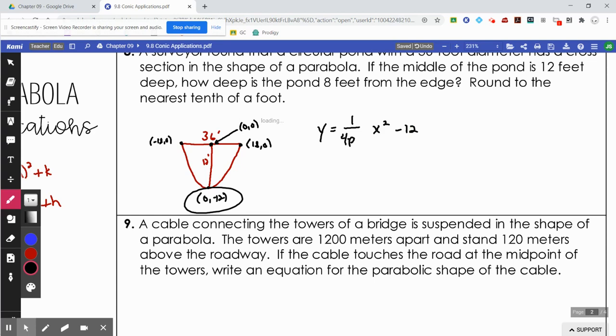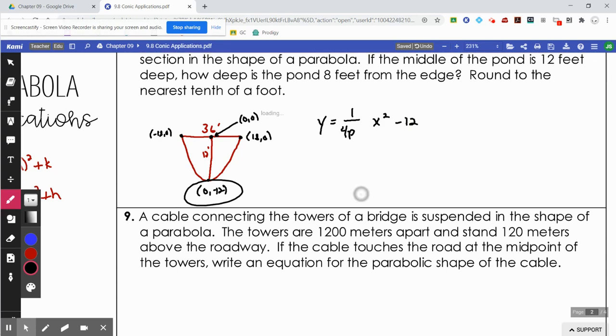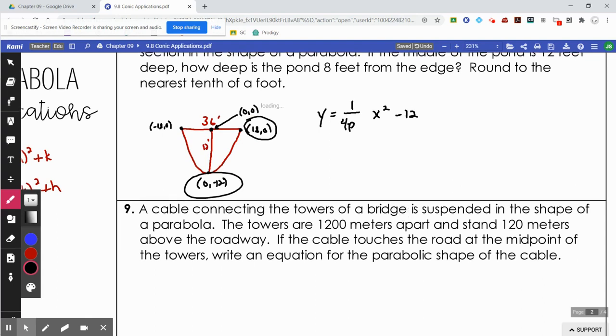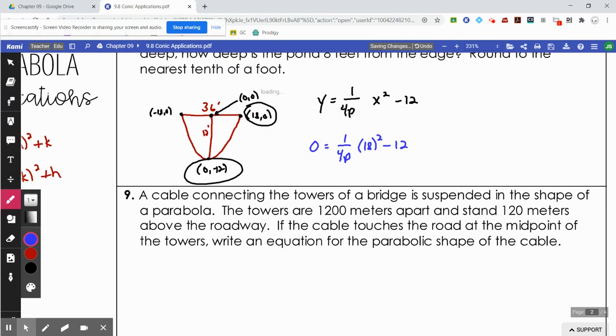Well, one way of doing it, and we've not done one like this before, is you can take any point on that parabola besides the vertex. That won't help. But we can take another point on that parabola, such as 18, 0, and we can plug that in, and that's also going to tell us what our p-value is. So that tells us that when y is 0, x is 18. So let's plug those values in, and let's simply solve that. And again, that's going to tell us what our p-value is.